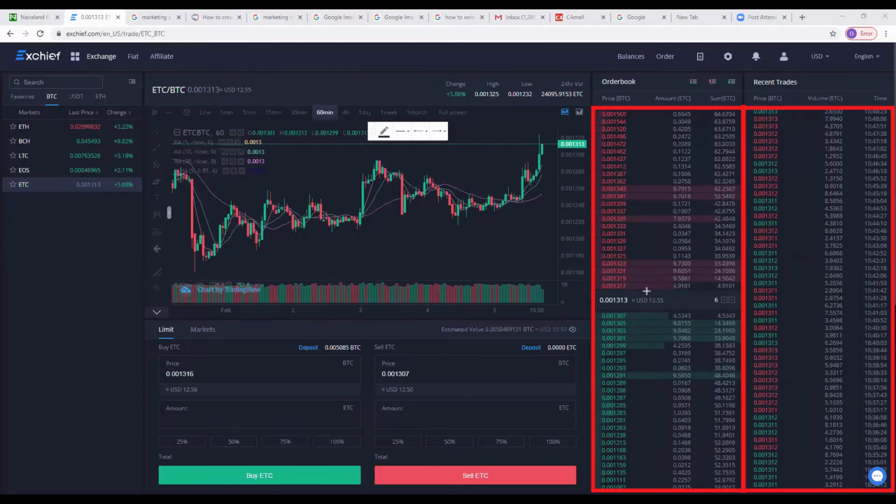So, for instance, if I have some amount of Bitcoin and I want to sell, and I place my order on the exchange, this area is where it's going to be captured. In the same vein, if I want to buy some amount of Bitcoin, and I have Ethereum Classic in my account, then this area is where my trade is going to be captured.